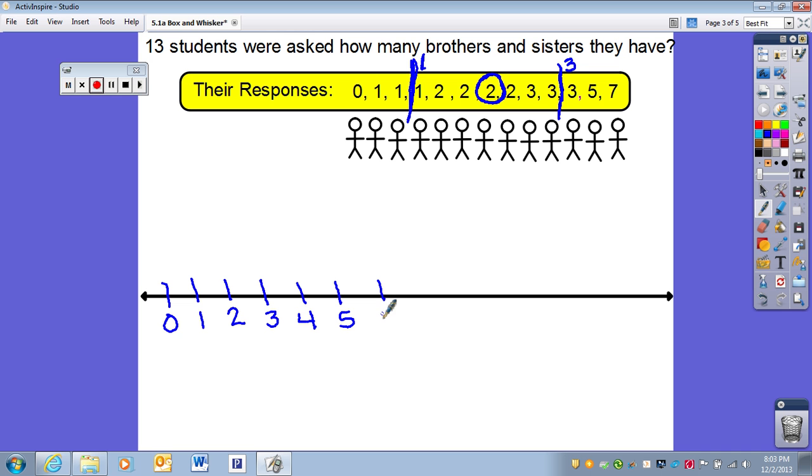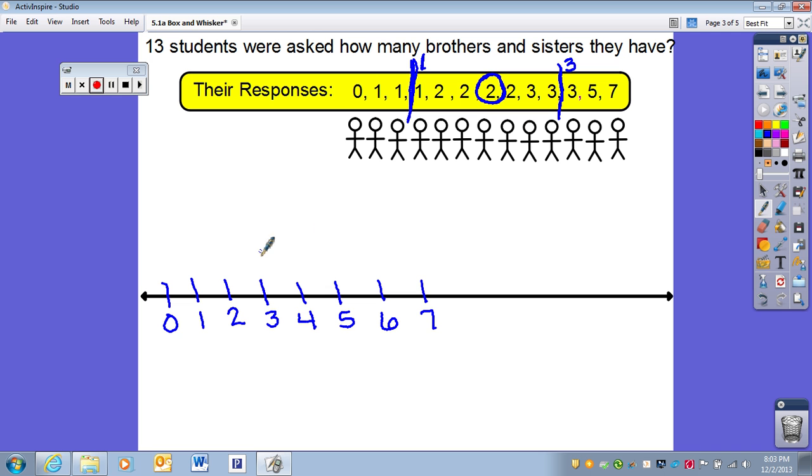Some teachers will have you draw it above, some teachers will have you draw it below, and some teachers will have you draw it right on the number line. I'm not fussy either way. I usually have my students draw it above, but it doesn't matter to me either way.